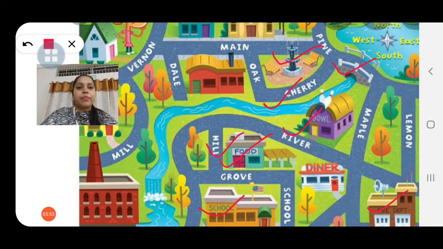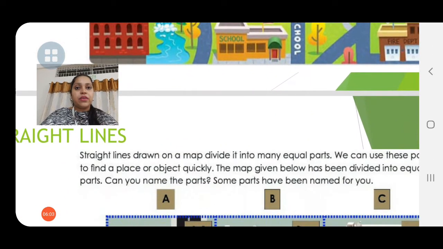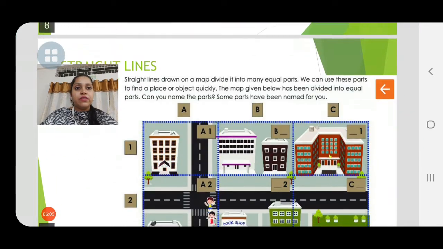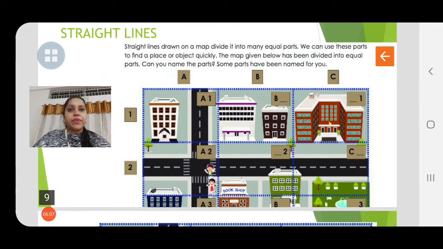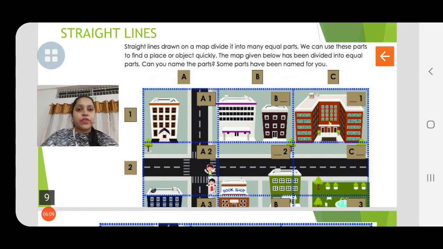So this is the map of a small area. Okay, this difference you'll find in the map of small areas and the map of big areas. Okay children, now let's move to the next topic, which is straight lines. What is our next topic? Our next topic is straight lines. Now what are straight lines? We'll see what these straight lines are.